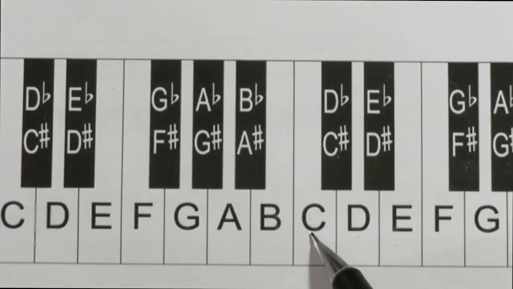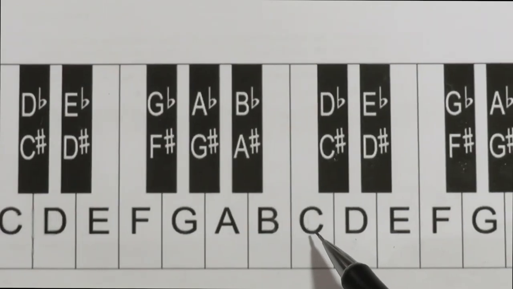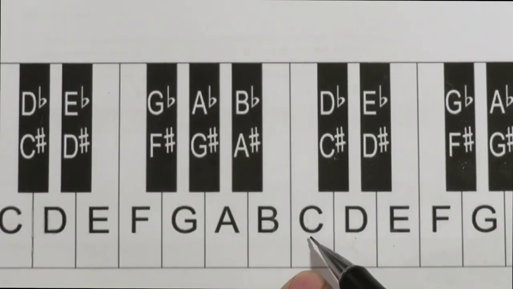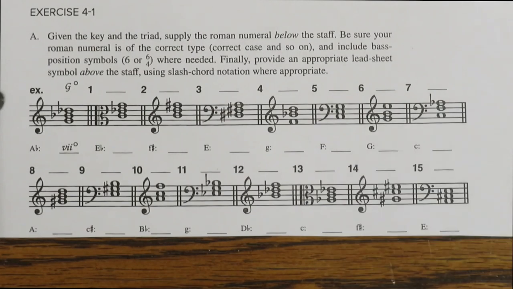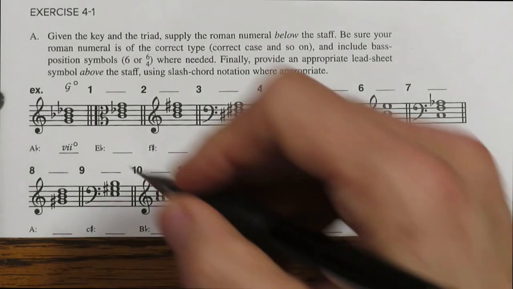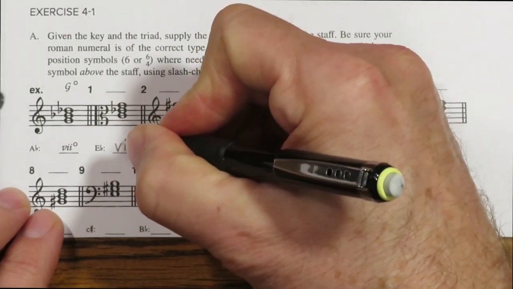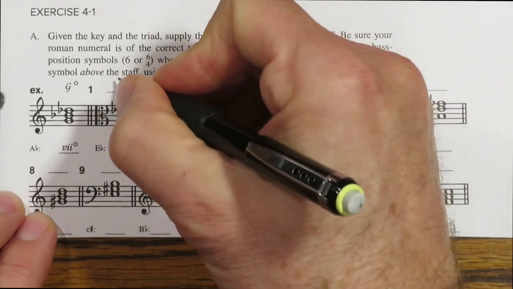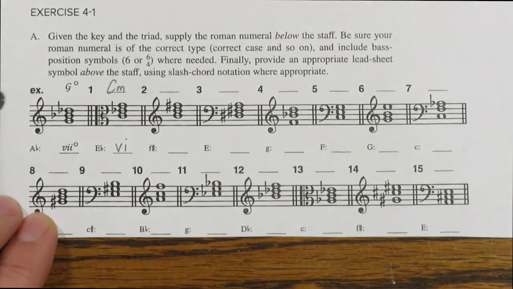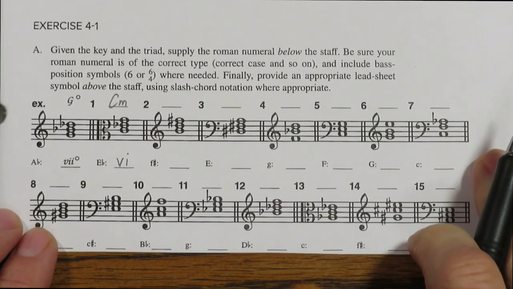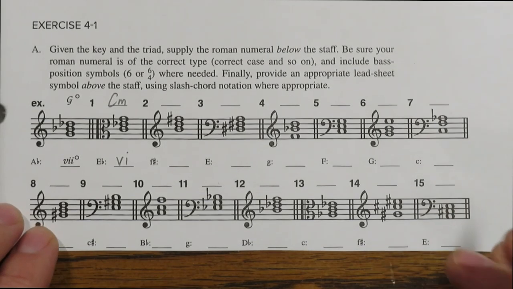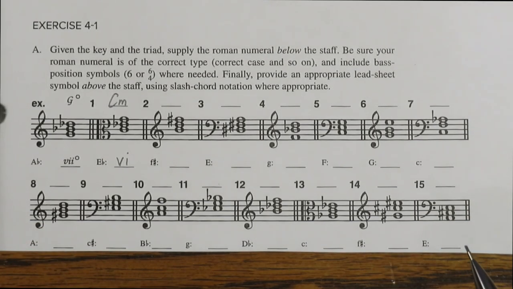Okay. And in a major key, the sixth chord is minor. C, E flat, G. Okay. We would put a lowercase vi. And we would just put a C with the lowercase m there for C minor. Okay. So the more familiar you are with your key signatures, the better off you are for this exercise. So you might want to keep a circle of fifths handy and a keyboard as well.